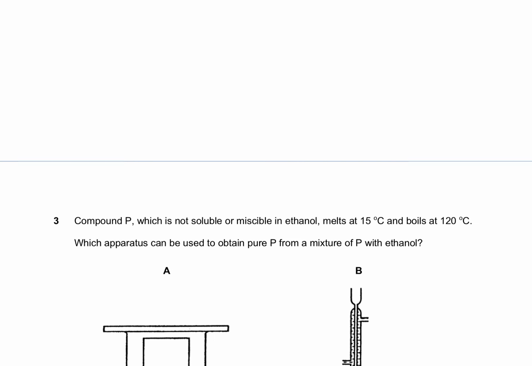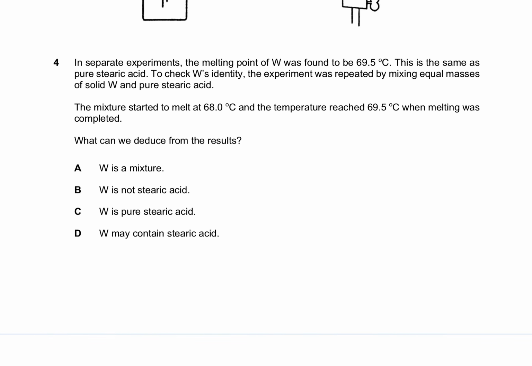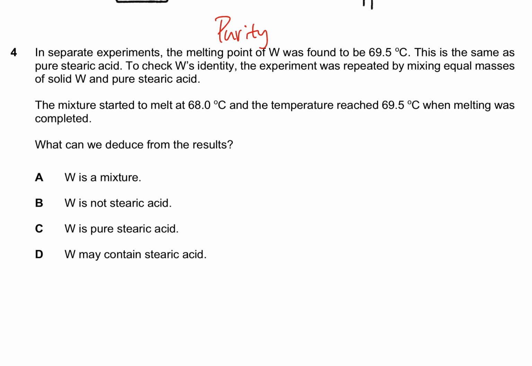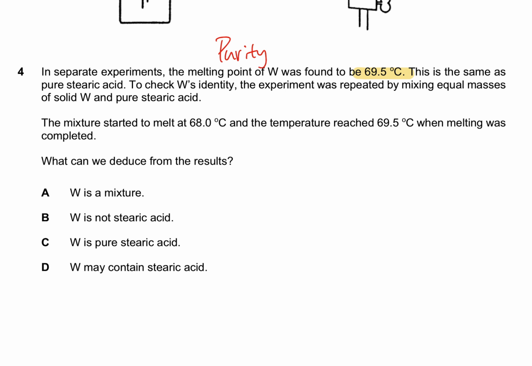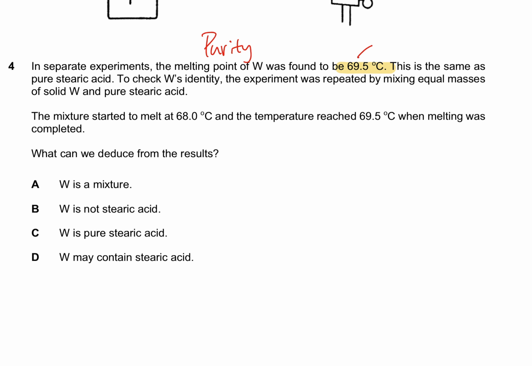So firstly, let's look at question number 4. Question number 4 is a question on purity. Okay, so let's read the first line. In the separate experiments, the melting point of W was found to be 69.5 degrees Celsius. When they say that the temperature of the melting point is 69.5 degrees Celsius, we say that it has a fixed melting point. And if the melting point of a substance is fixed, it will indicate that it is pure. So based on the first line, I can conclude that W is a pure substance.